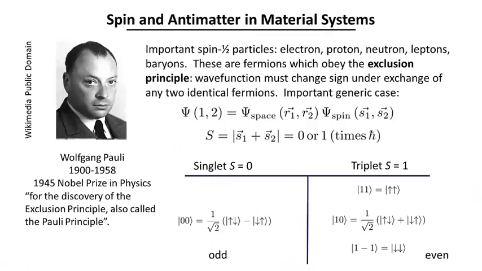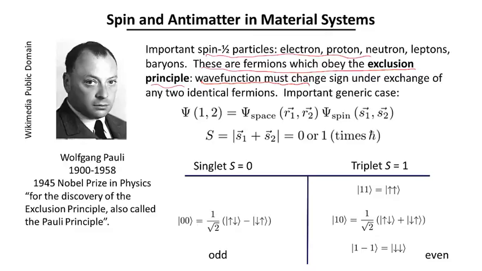So the important spin 1/2 particles are the electron, then various other massive particles, and the neutrino. These are all fermions, and so according to Wolfgang Pauli, they obey something called the exclusion principle, meaning that the total wave function has to change sign under exchange of any two identical fermions. The total wave function includes both space and spin parts, so it is useful to distinguish the symmetric and antisymmetric combinations of electron spin wave functions.